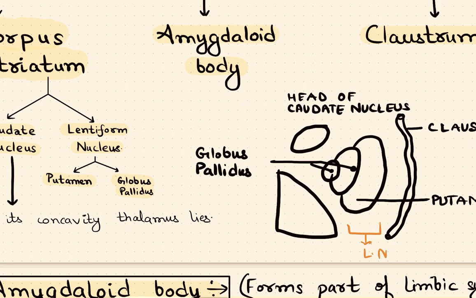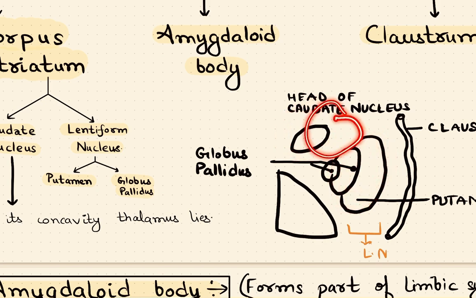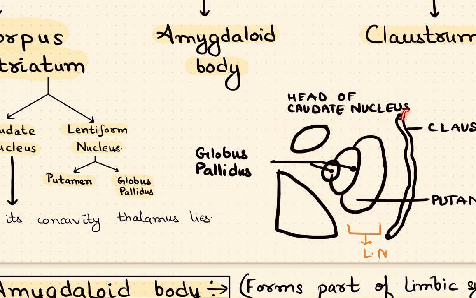If you see, this is the diagram of basal ganglia I have made here. This is the head of the caudate nucleus. This is the thalamus. This is the lentiform nucleus. So this is the caudate nucleus. This is the lentiform nucleus. So the caudate nucleus and lentiform nucleus make what? This is the corpus striatum. And this is the claustrum. And from the head of the caudate nucleus, there is another structure which originates, that is the amygdaloid body. So three structures are completed.